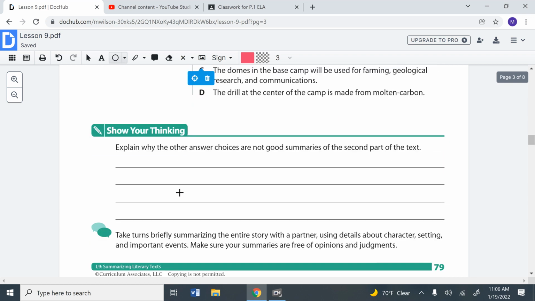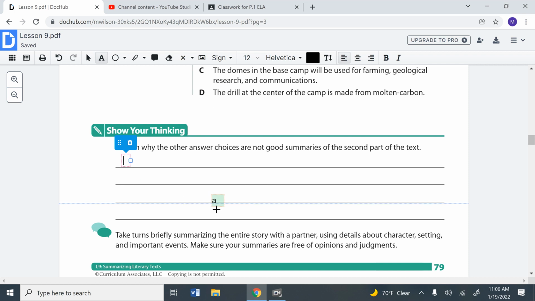Of course, down here it's asking why the other answer choices were not good summaries. So I'm going to go ahead and type that out. So choice B was, oh, excuse me, I'm typing terribly. Let me try that again.